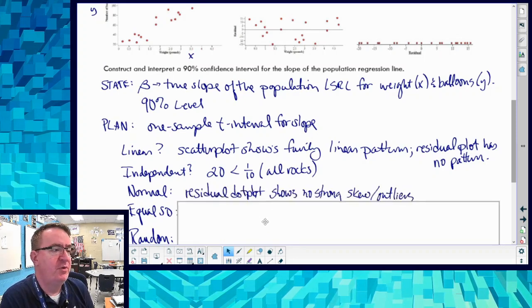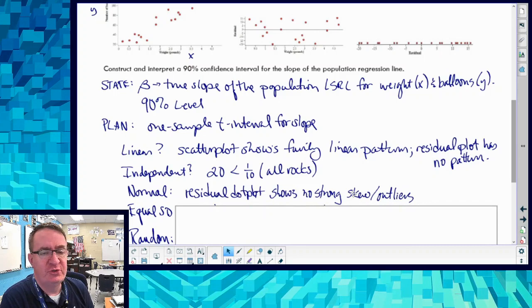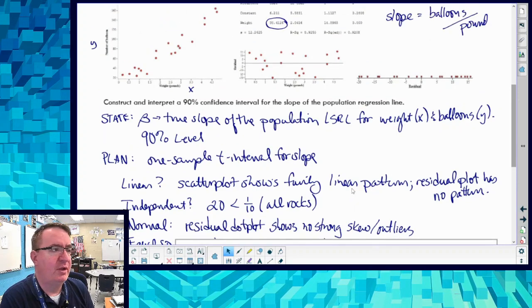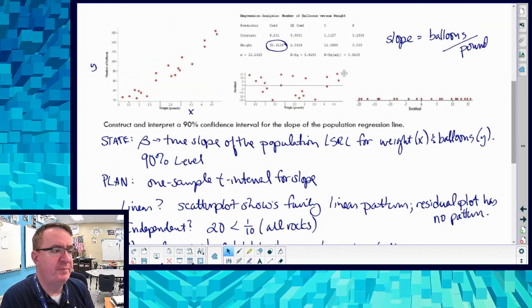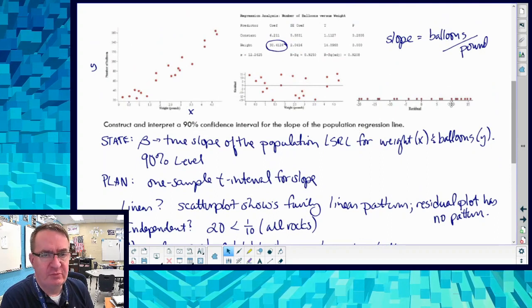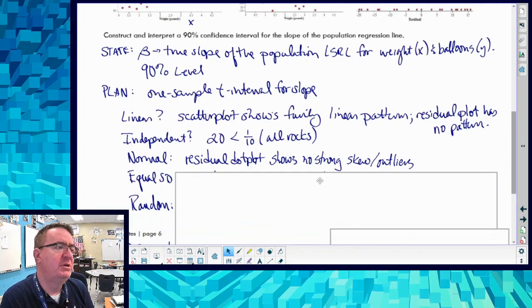Independence: 20 is less than 10% of all rocks, which is self-explanatory. For normal, the residual plot shows no strong skew or outliers. So again, here's the residual plot here. You can also look over here at the dot plot, because obviously there are no outliers there.